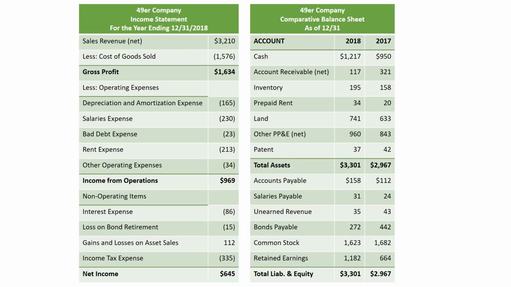We have an example here of an income statement, a multiple-step income statement, and also a comparative balance sheet. The big thing with the comparative balance sheet is that we're showing the 2017 balance. You can imagine you go from the 2017 balance through the income statement, and that gets you to the 2018 balance. Just understand that those two financial statements are related to each other.